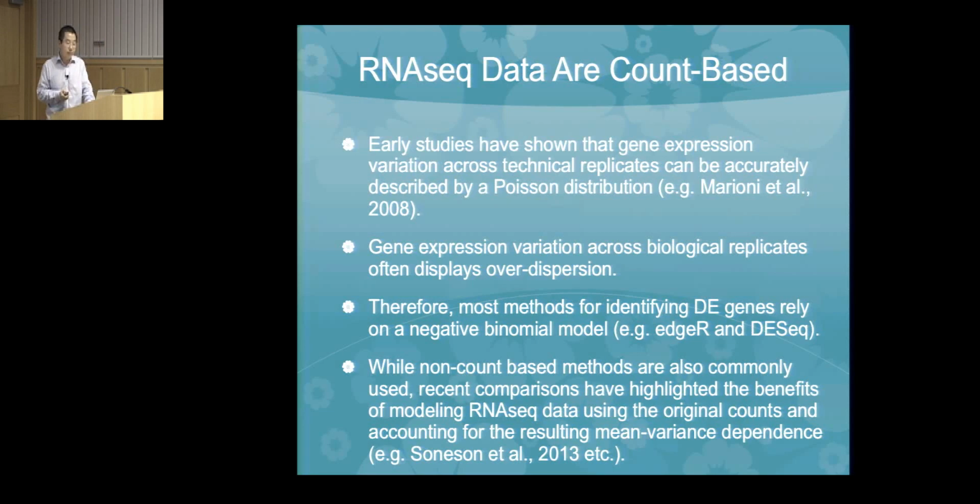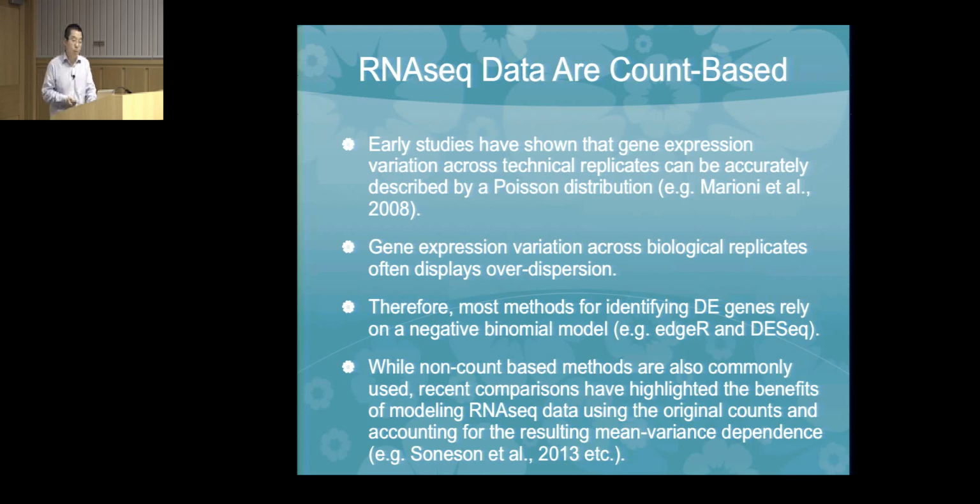Because this RNA sequencing data are count-based, gene expression variation across technical replicates can usually be accurately described by a Poisson distribution. In addition, once you have biological replicates, you usually have other confounding factors or biological noise, and in those cases, gene expression variation across biological replicates often displays over-dispersion. So in order to model RNA sequencing data, especially with biological replicates, sometimes you will have to use a more over-dispersed Poisson distribution, which is also commonly known as a negative binomial model.